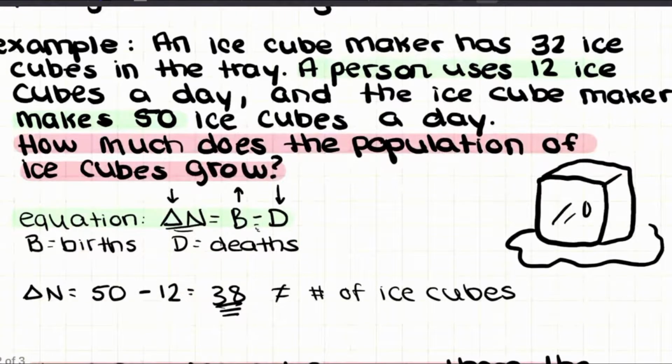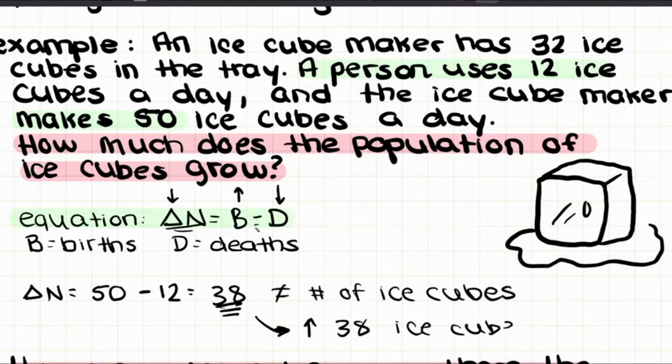So this 38 is not equal to the number of ice cubes there are at the end of the day. Instead, that is how much the population is growing by. And we can say that that's how many ice cubes are being produced. We can say that the population is growing by 38 ice cubes per day if we wanted to, because this problem gives us a span of time.